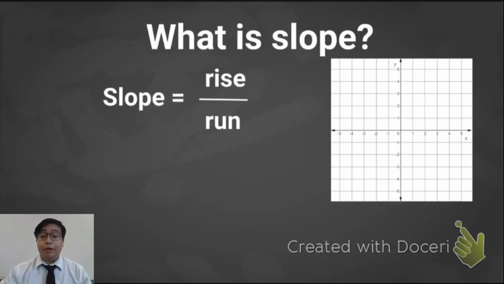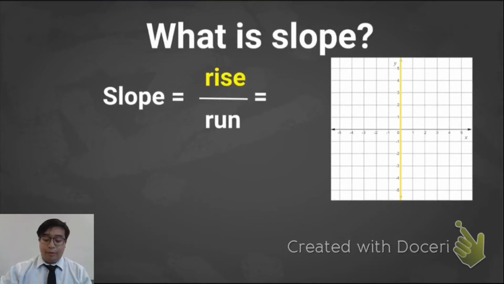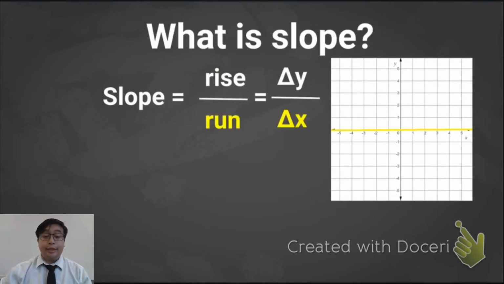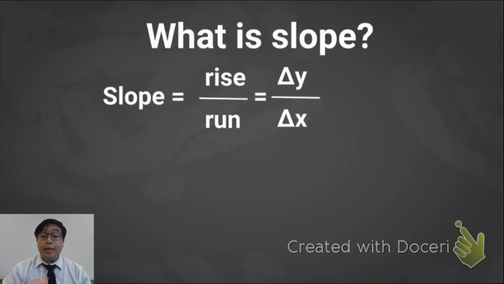Taking a look at this graph here, if I want to figure out what the rise is, which axis measures up and down? The y-axis. So typically we define the rise as the change in y. Now taking a look at the run, which axis measures left to right? The x-axis. So typically we define the run as the change in x. So the definition I like to use for slope is the change in y, the up and down, over the change in x, the left and right direction.